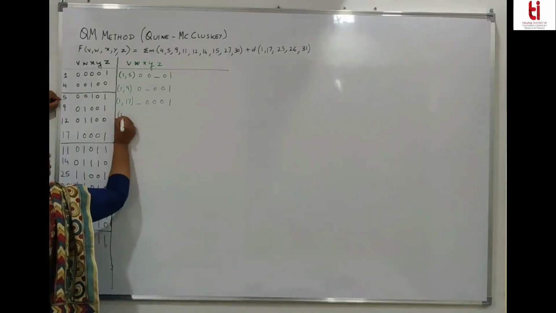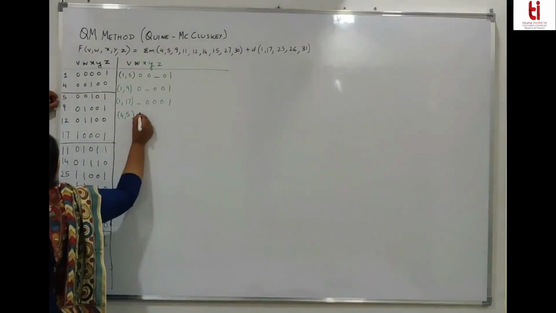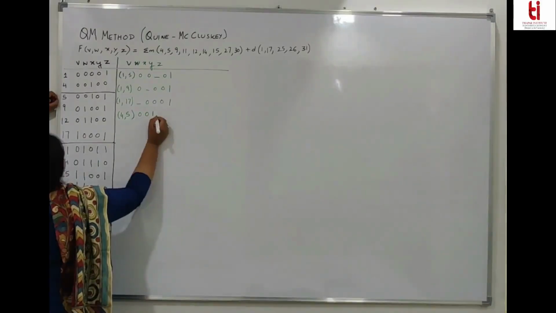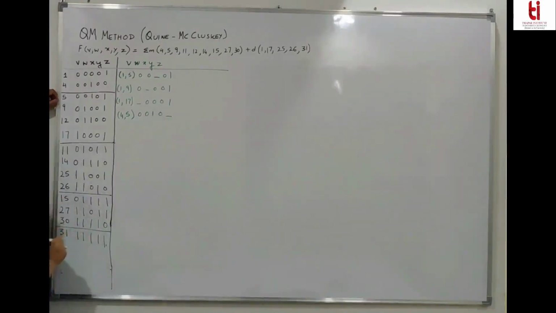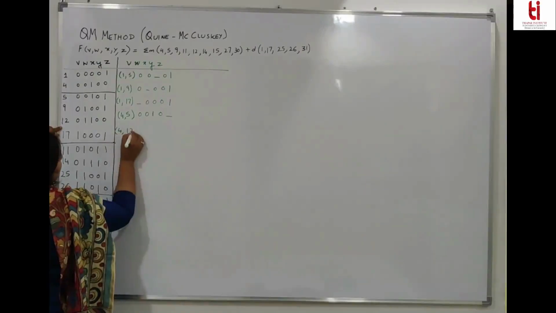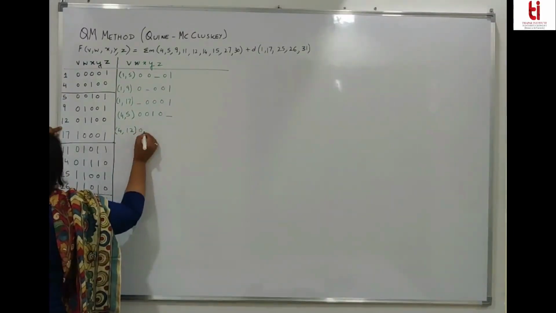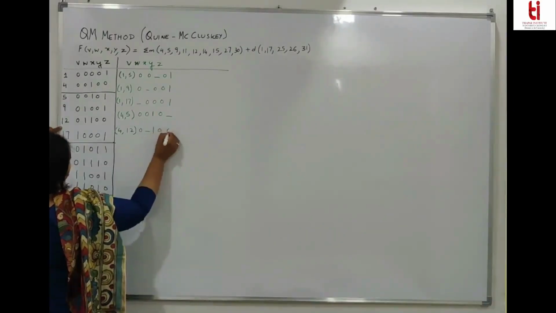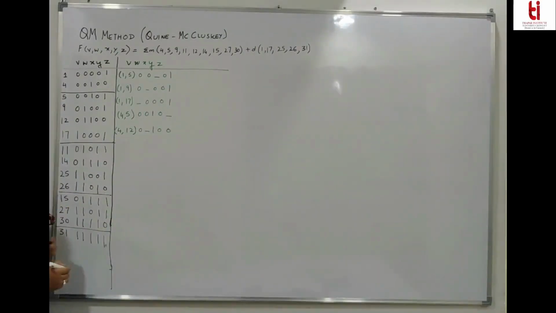Then 4, 5. If you see 4 comma 5, so 0, 0, 1, 0 dash. Only the last bit is changing, LSB. 4 comma 9, no, more bits are changing. 4 comma 12, yes. Only one bit is changing. And 4 comma 17, no, more bits are changing. Okay. You can look to the bits and see to it. So this is one way. So all the pairs of these two groups, they have been made.